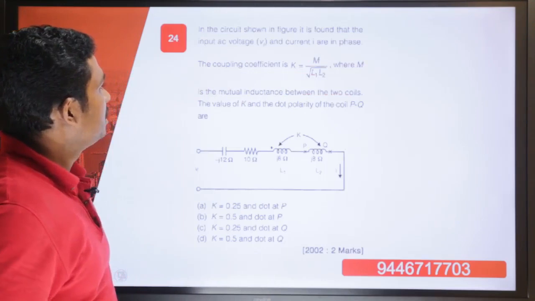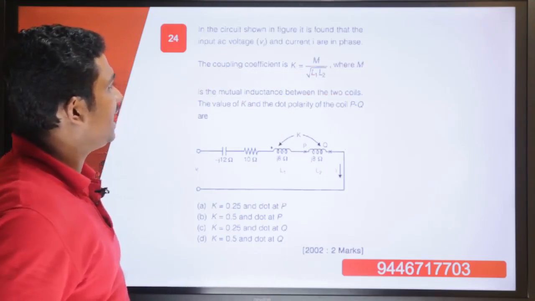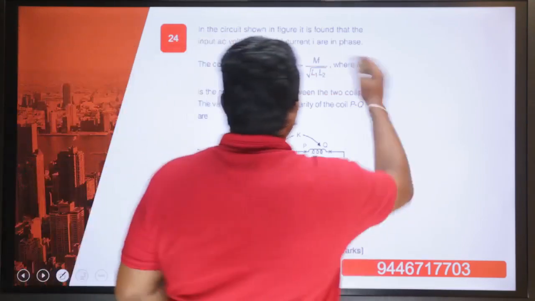Question number 24. In the circuit shown in the figure, it is found that the input AC voltage VI and current I are in phase. So that means it is at resonance.